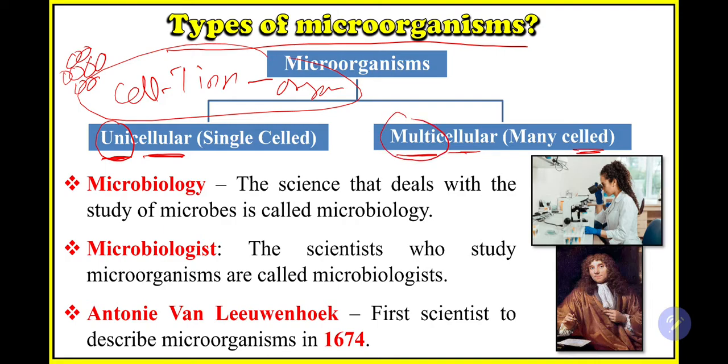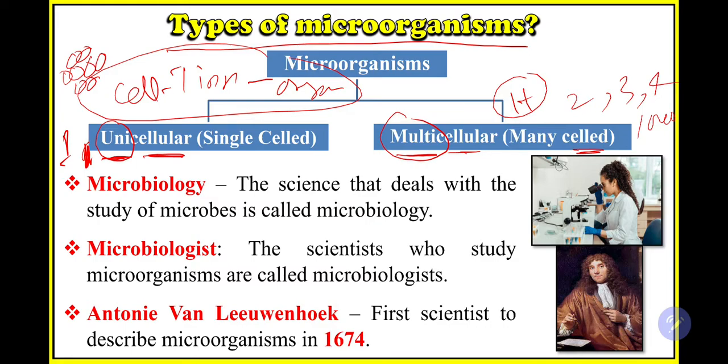What do you mean by uni and multi? Uni means one, and multi means more than one. Some organisms have 2, 3, 4, or 1000 cells. These are multicellular organisms.